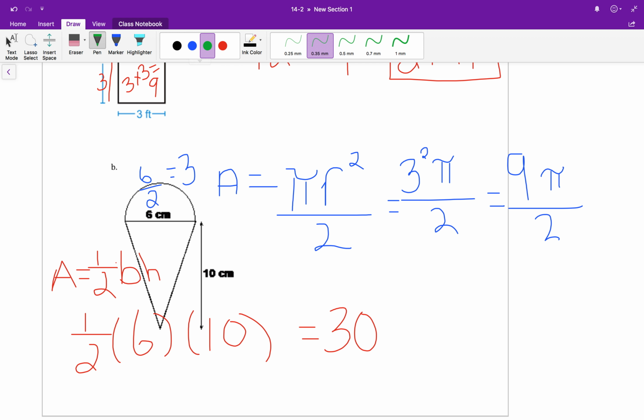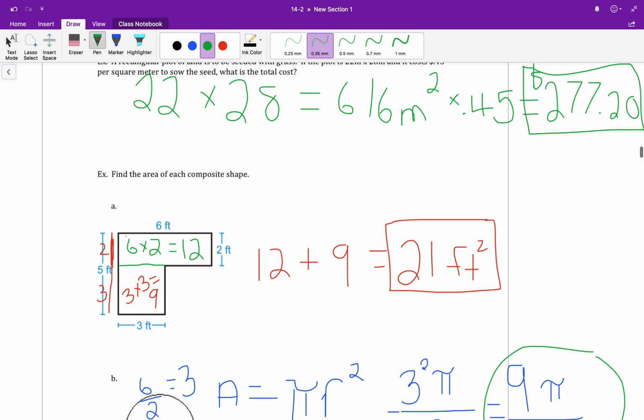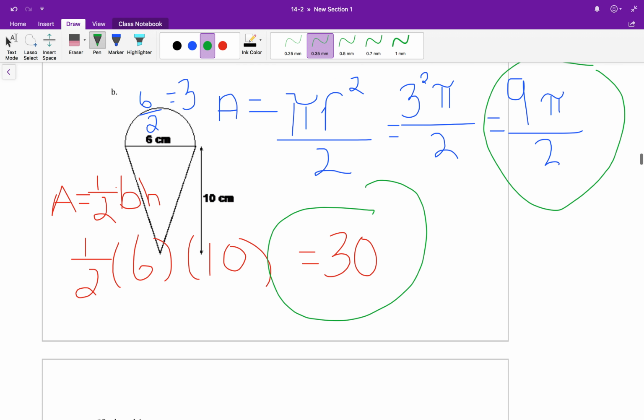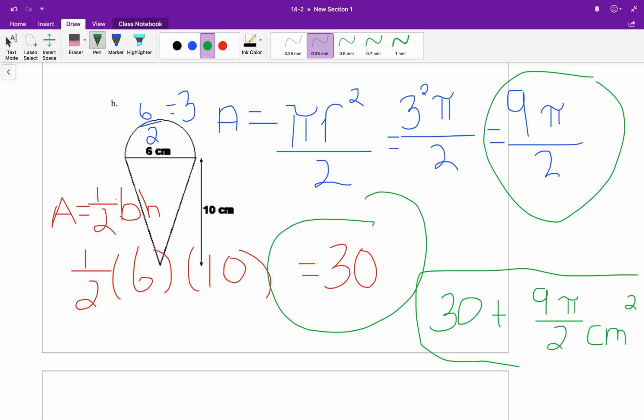So my final answer is going to be adding these two together. Composite shapes, you have to add pieces together. Just like up here, I added the 12 and the 9. Down here, I'm going to add these. So my final answer is going to be 30 plus, I left mine as 9 pi over 2. Again, you could write 4.5 pi if you didn't like the fraction. And then my units are centimeters squared. And that's my final answer. I'm going to leave it just like this. I'm not going to do anything else to it. I'm going to leave pi in there, even if I think it looks nasty.